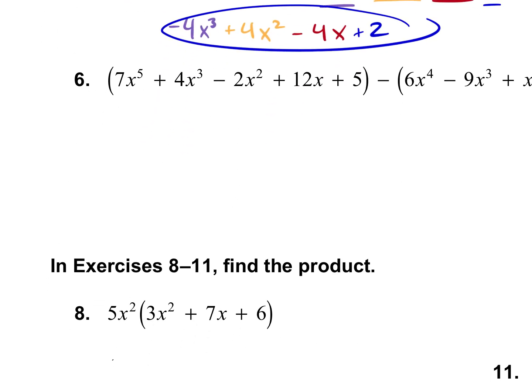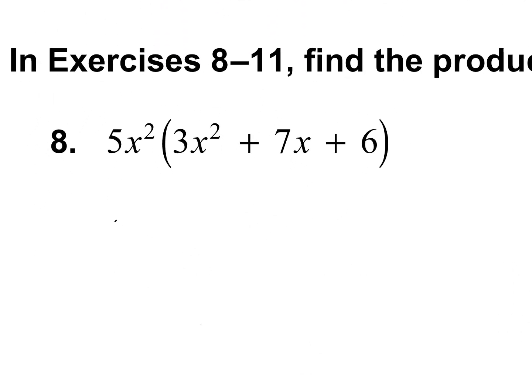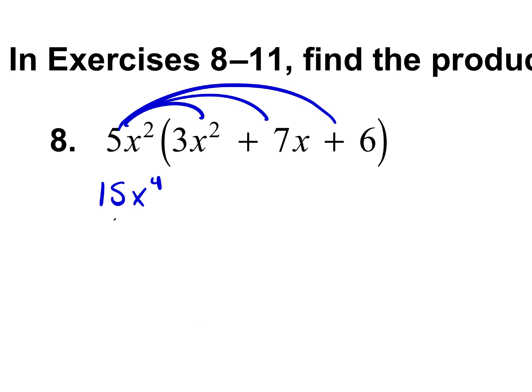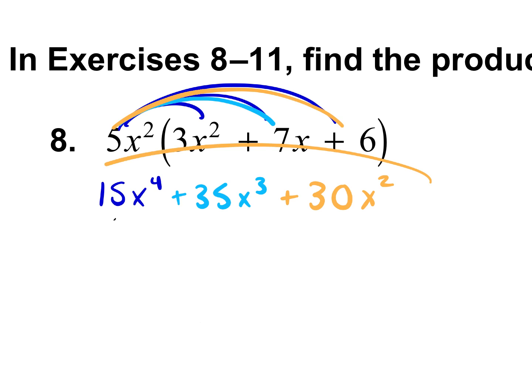All right, let's move on to multiplying. What would I have to do for number 8? Distribute. So what's 5x squared times 3x squared? 15x to the 4th power. Awesome. When multiplying, we add the exponents together. What's 5x squared times 7x? 35x cubed. What's 5x squared times 6? 30x squared. So that would be our answer.